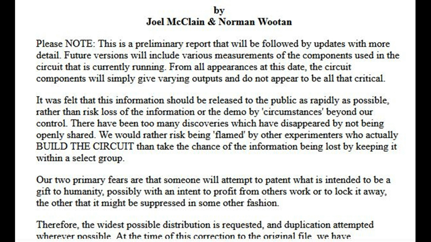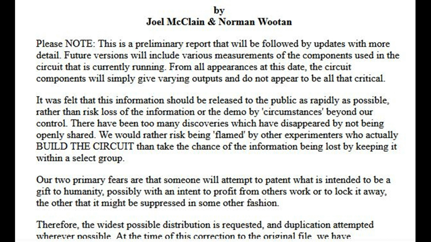There have been too many discoveries which have disappeared by not being openly shared. We would rather risk being flamed by other experimenters who actually build the circuit than take the chance of the information being lost by keeping it within a select group. Our two primary fears are that someone will attempt to patent what is intended to be a gift to humanity, possibly with an intent to profit from others' work or to lock it away, the other that it might be suppressed in some other fashion. Therefore, the widest possible distribution is requested, and duplication attempted wherever possible.